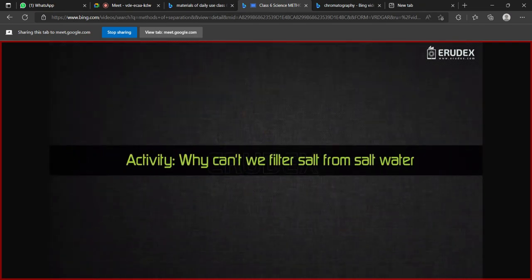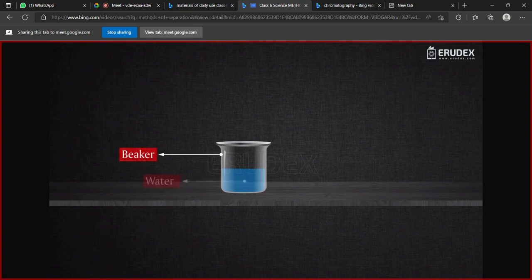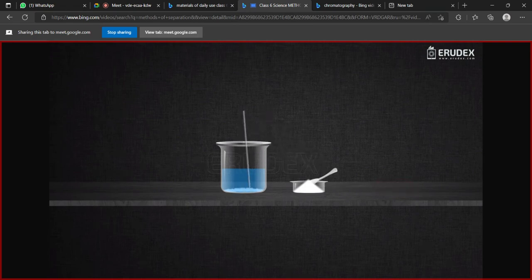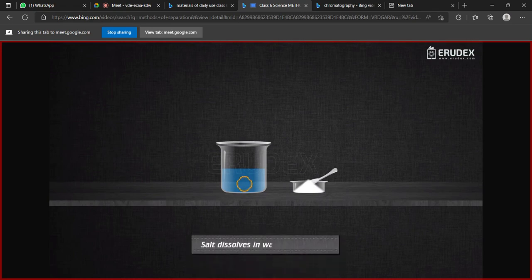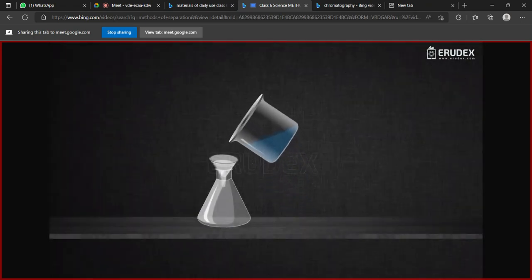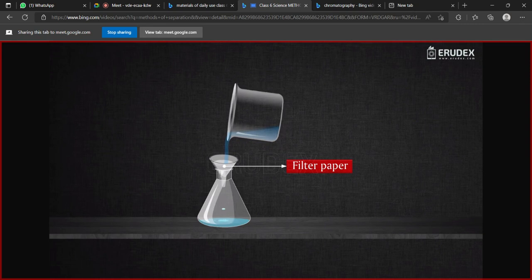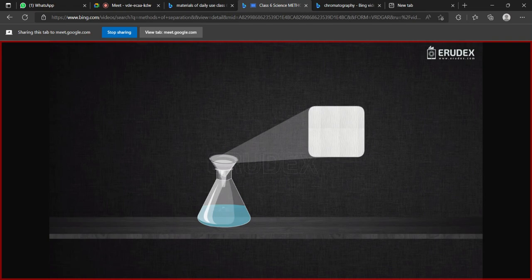Activity: why can't we filter salt from salt water? Take a beaker with some water and add some salt in that water. What do we observe now? We observe that salt dissolves in water completely. Now, take a filter and try to separate the salt from the salt water. We can't separate the salt from that water.